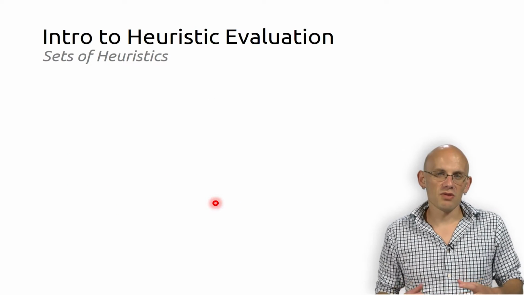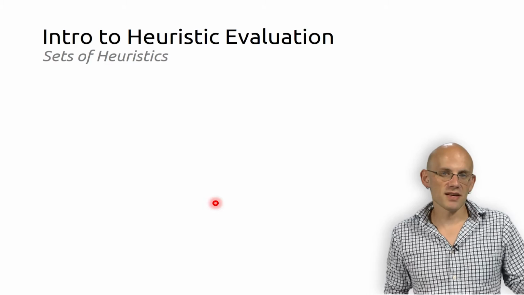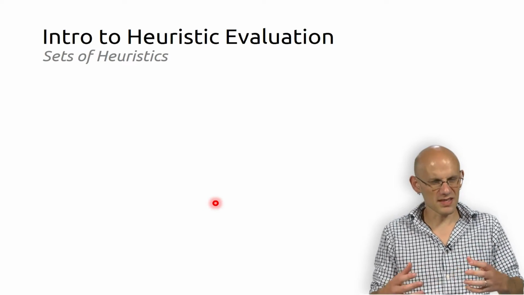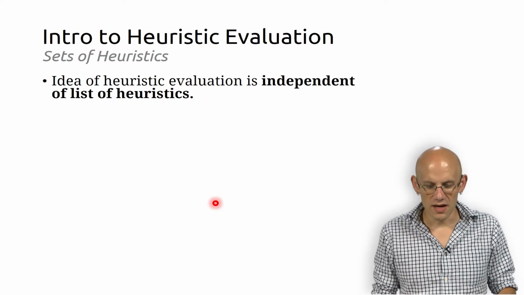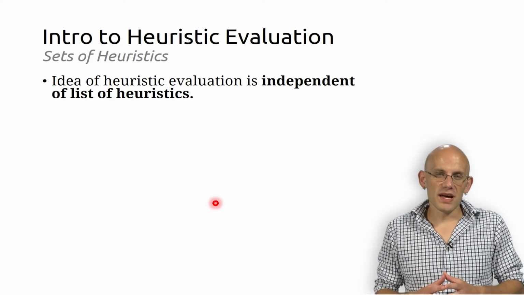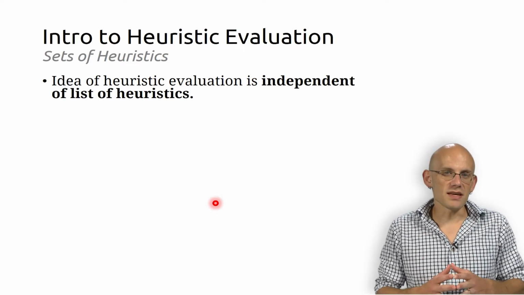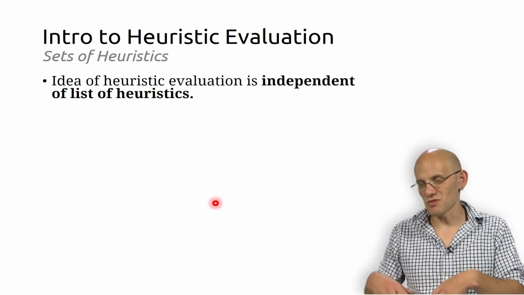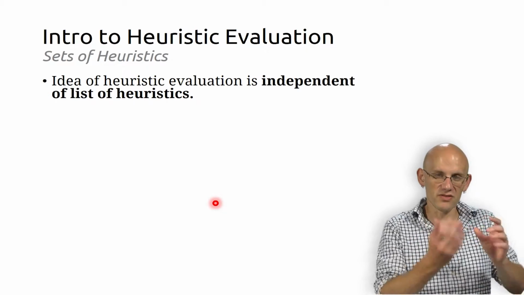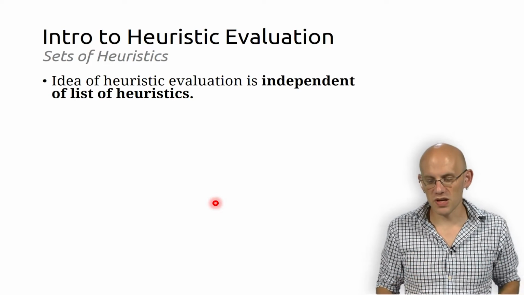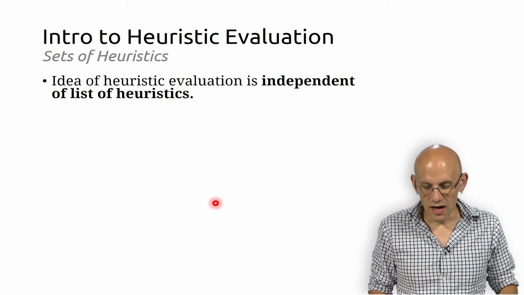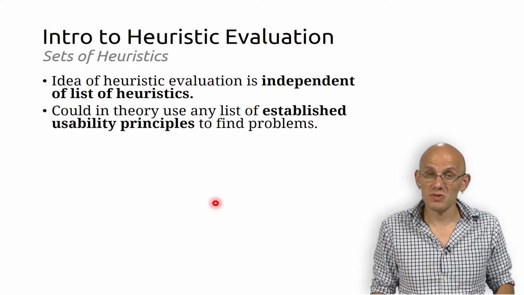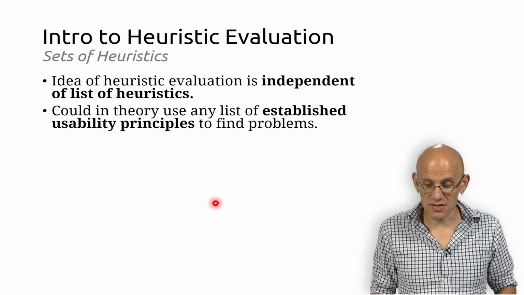So again, we're going to go through each individual heuristic in more detail in later videos, but this just gives you an idea of what this whole idea of heuristics is. It's important to point out that heuristic evaluation is independent of the set of heuristics that you're using. So you could use a heuristic set from these folks or from these folks, but you're still doing heuristic evaluation. These heuristics could be, in theory, any set of usability principles that have been established over the years.